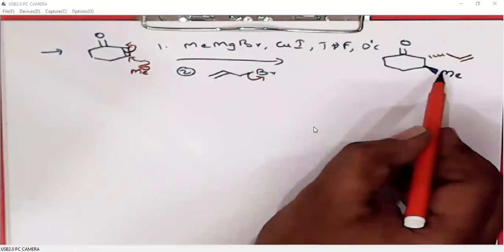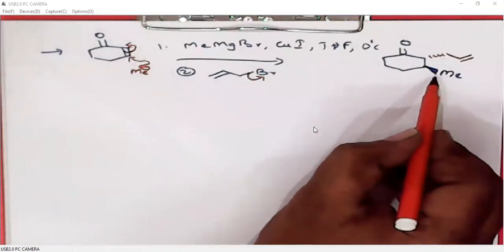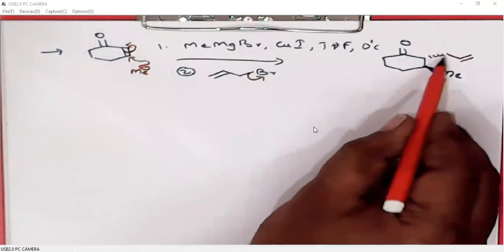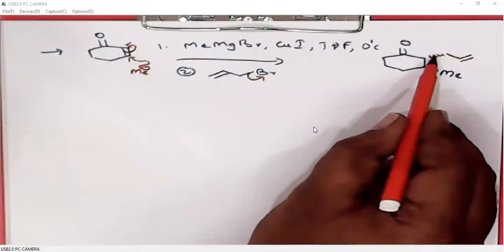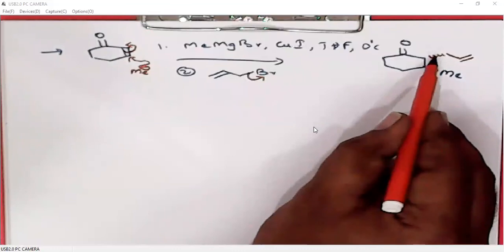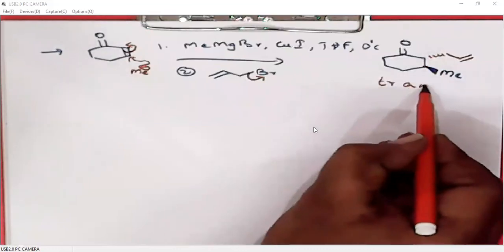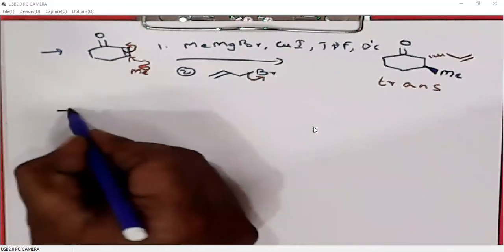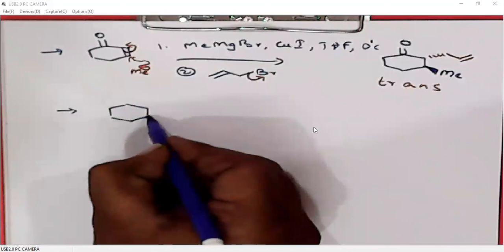Now remember that if this methyl is above the plane, it will create steric crowding above the plane. So that means it should approach this molecule from below the plane. If you write this below the plane, then this should be above the plane. So that means the two substituents, these two, must be trans to each other. So based on this, I'll give you a previous problem.